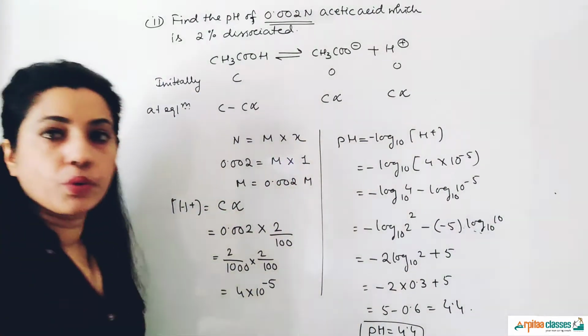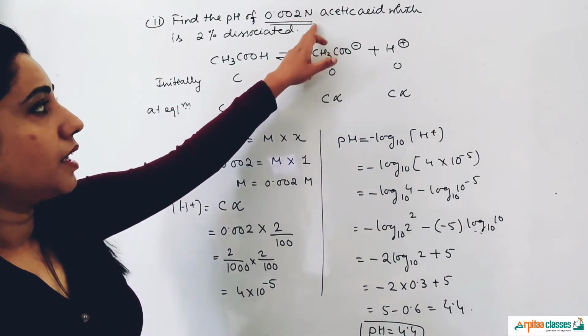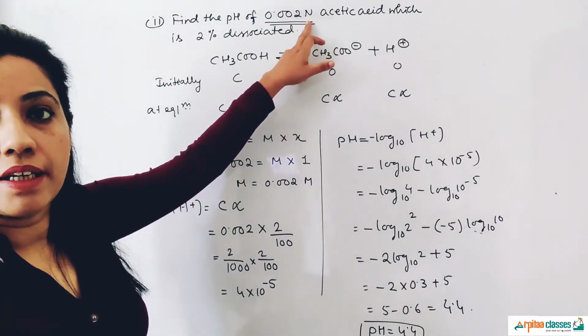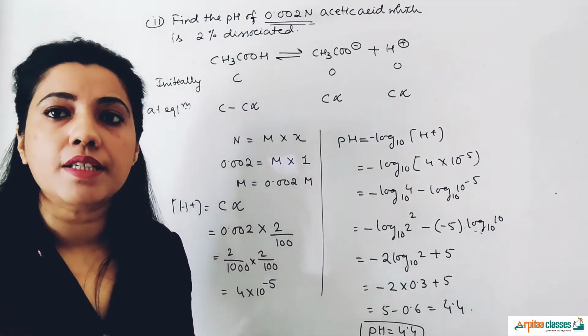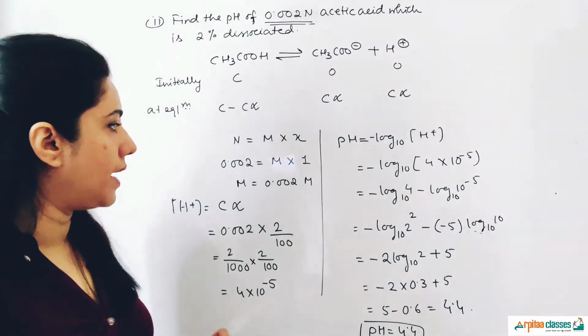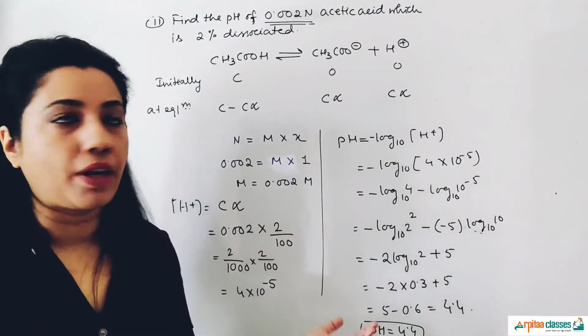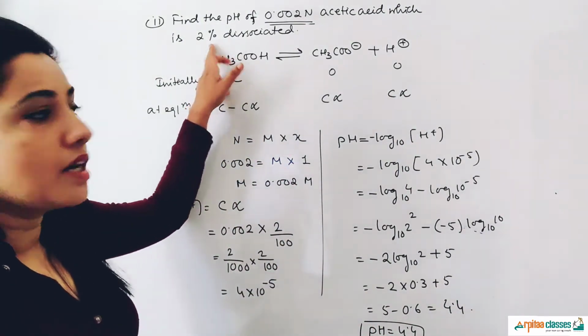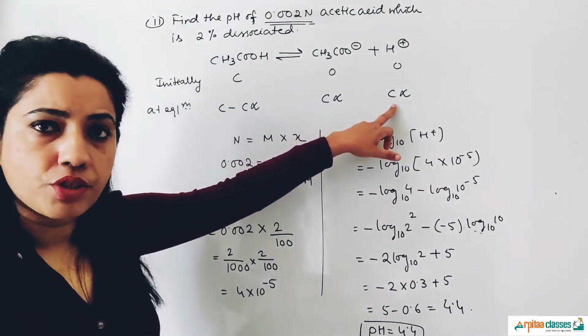So here I showed you two things. First is the molarity: the concentration is given in normality, so you need to convert it into molarity, because in the calculation of pH the concentration has to be in molarity. Secondly, we do not need the value of Ka because alpha is given to us, so we will just see the H plus ion concentration from here.